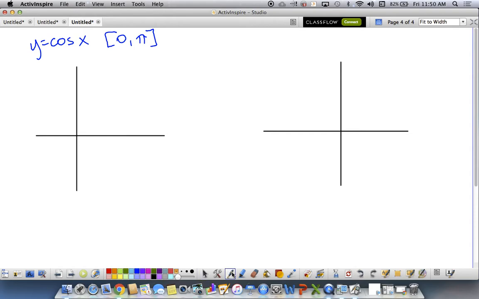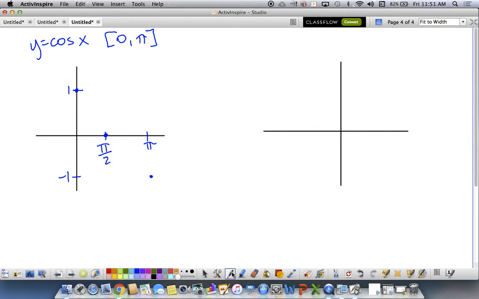I'm going to leave the other one for down. But I'm starting at 0. At 0, I'm up at 1. And then at pi over 2, 90 degrees, cosine 90 is 0. And then at pi, I go down to -1.